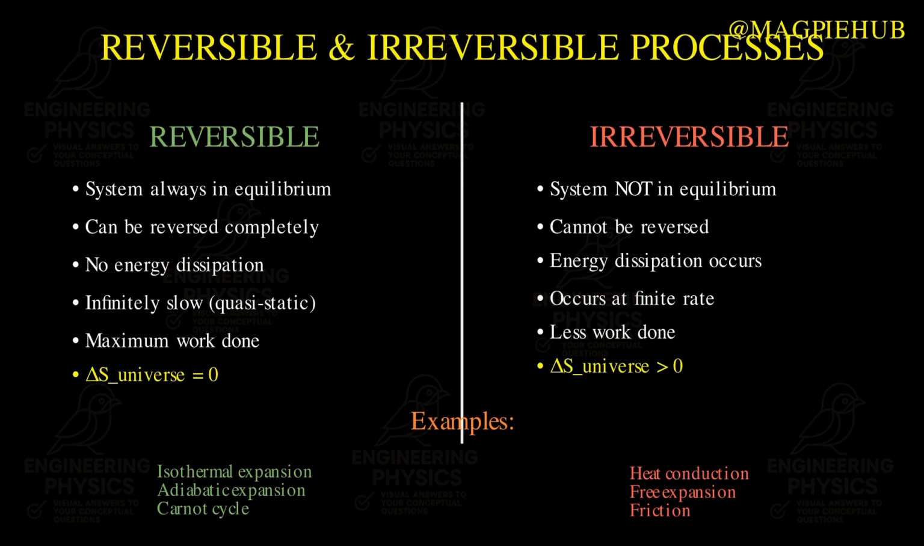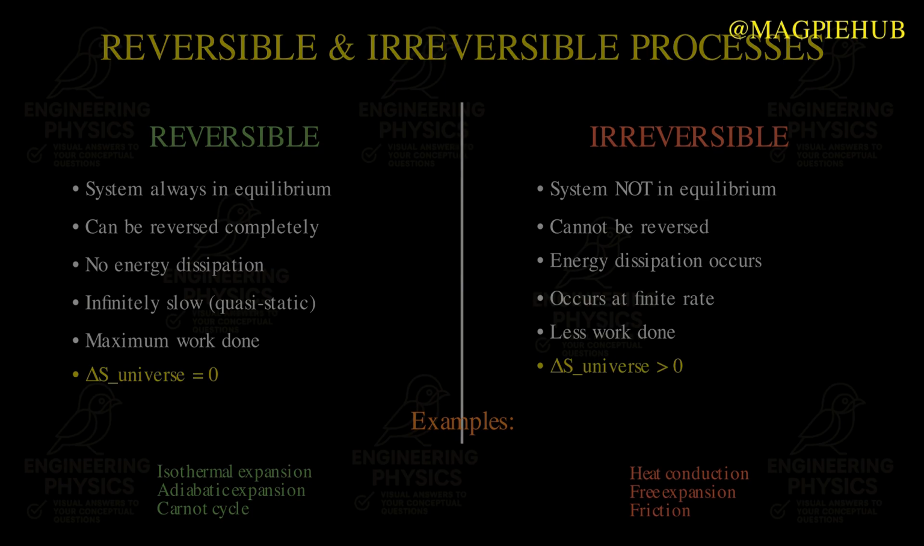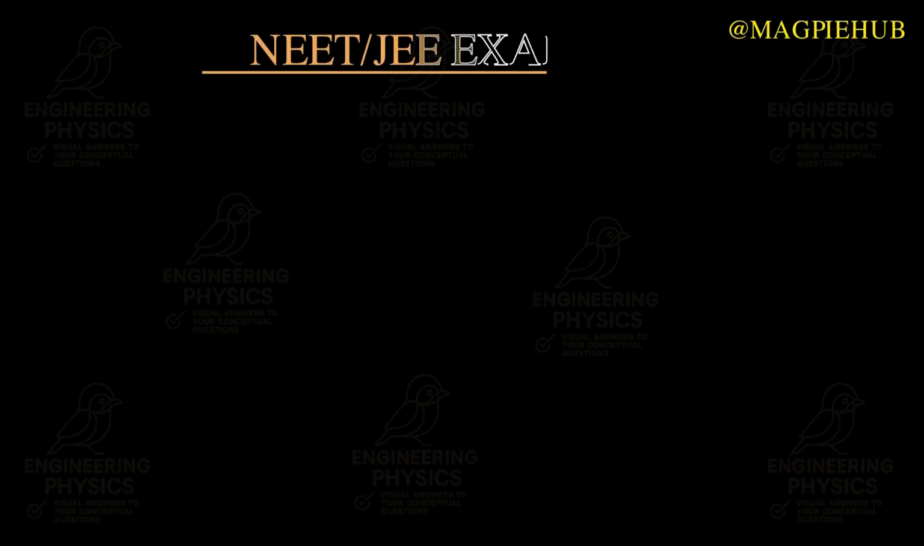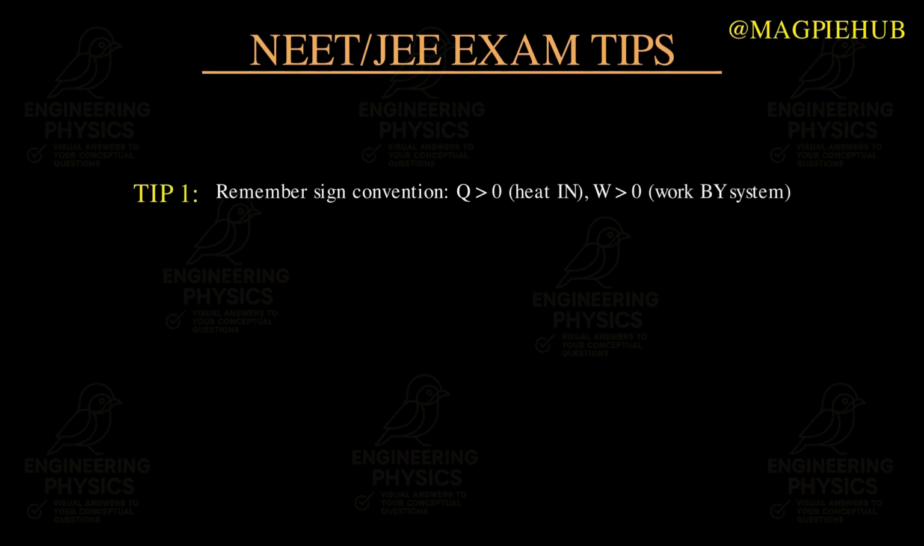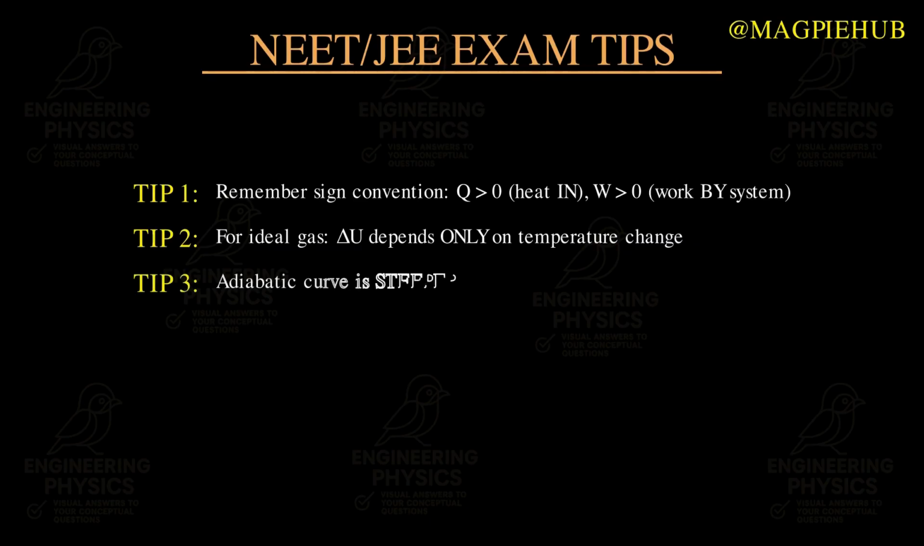Now some crucial exam tips for NEET and JEE. Tip 1. Always remember sign convention. Q positive means heat in. W positive means work by system. Tip 2. For ideal gas, internal energy depends only on temperature. Tip 3. Adiabatic curve is steeper than isothermal on PV diagram.